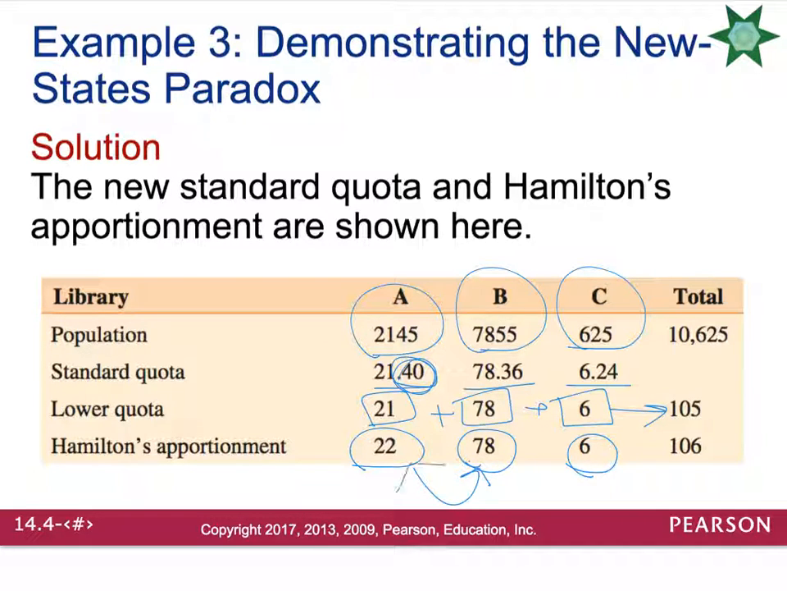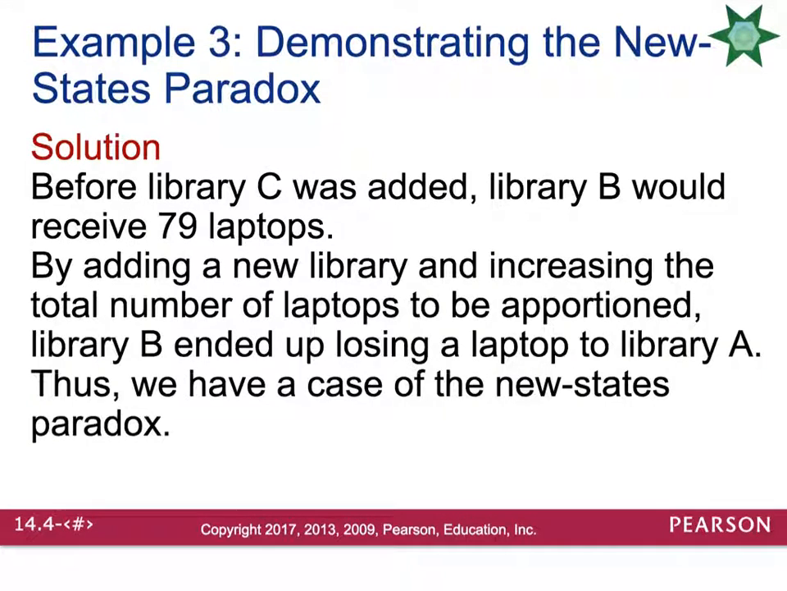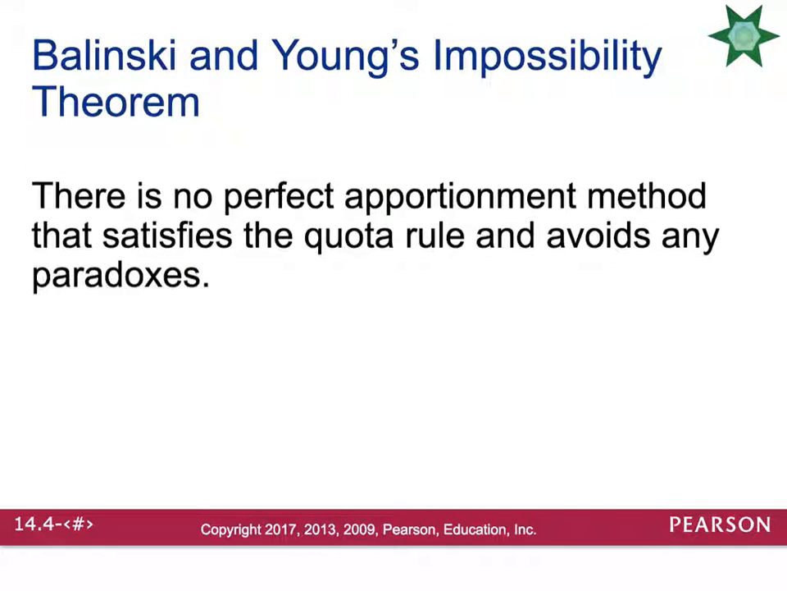Now, previously, Library A was at 21 and Library B was at 79. So before Library C was added, Library B had 79 laptops. When we added a new library and increased the total number of laptops to be apportioned, Library B lost a laptop to Library A. So we have a case of a new state's paradox. Balinski and Young found out there is no perfect apportionment method that satisfies the quota rule and avoids any paradoxes. So you're always going to have something that you have to check for. So make sure you analyze each situation carefully.